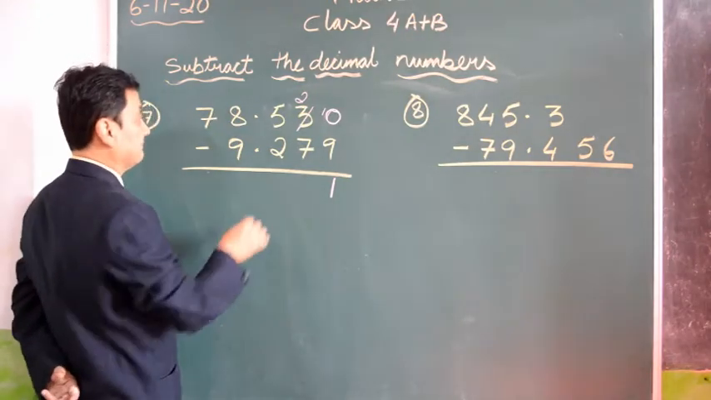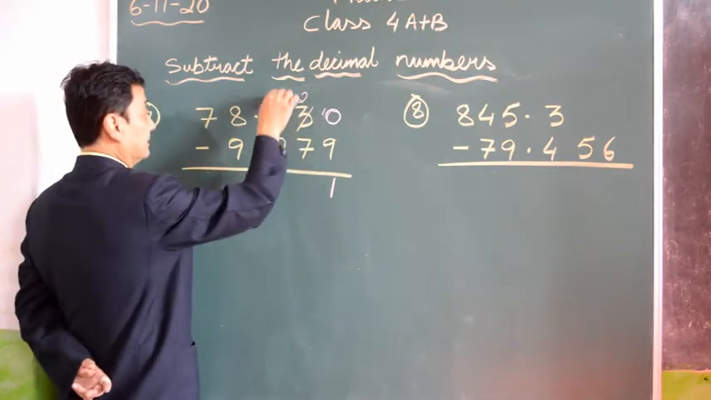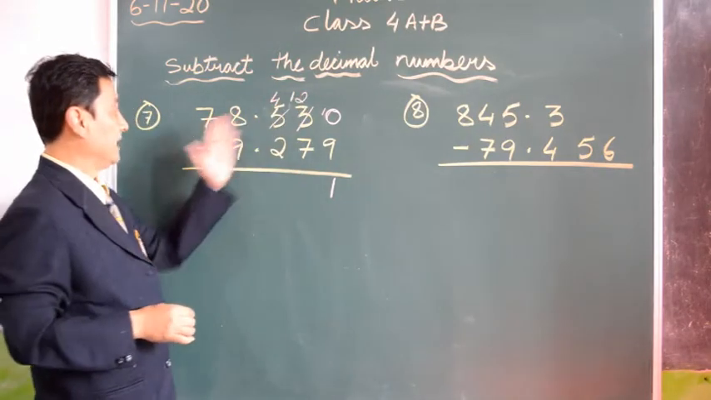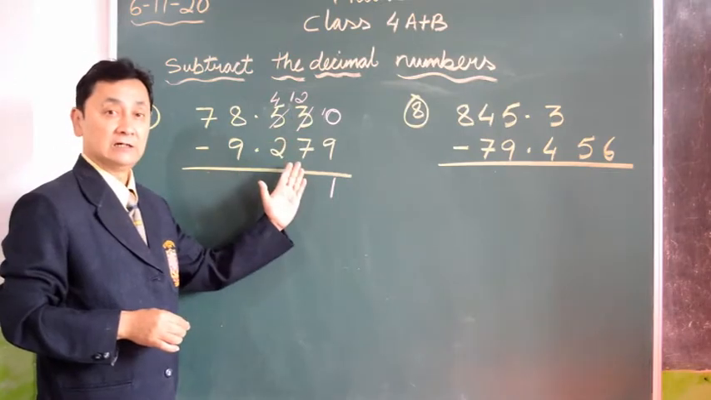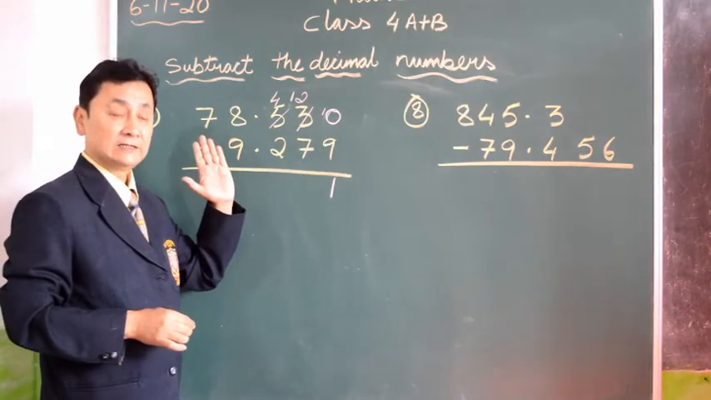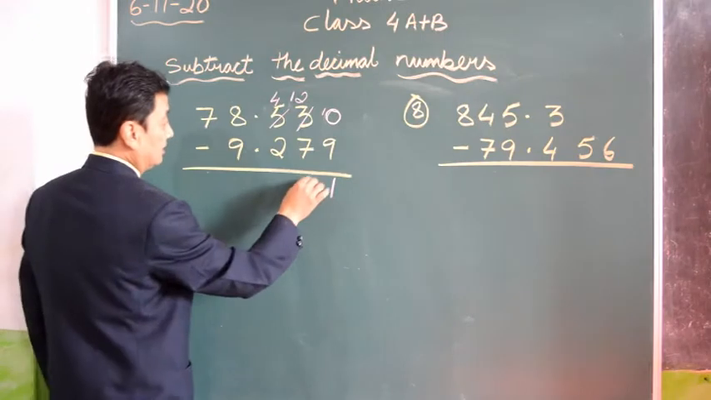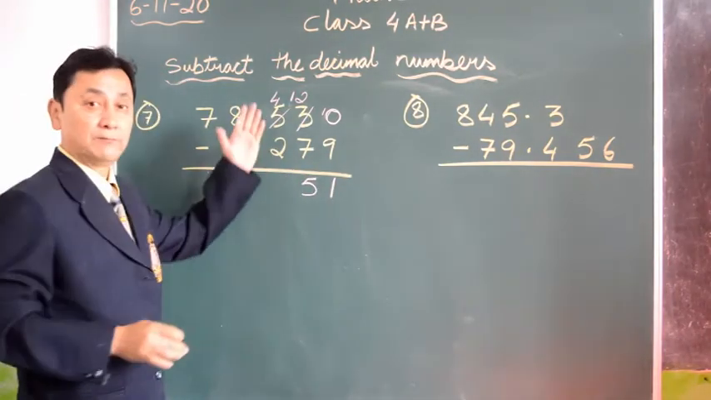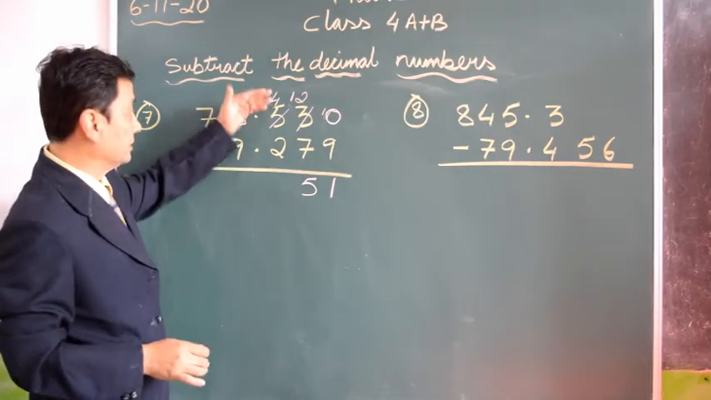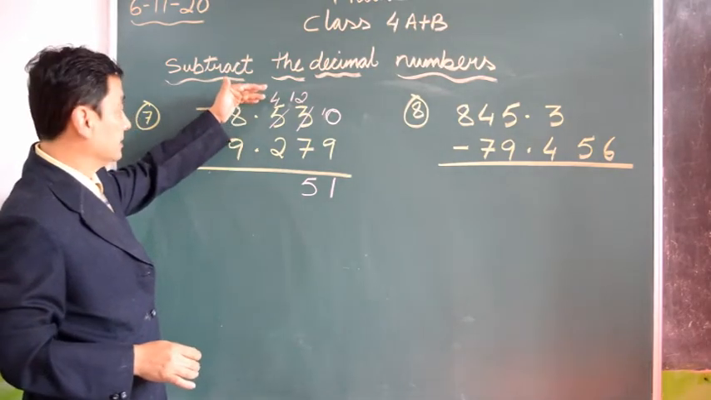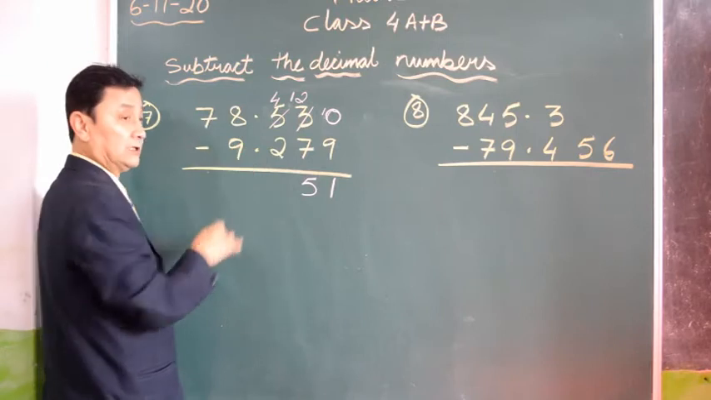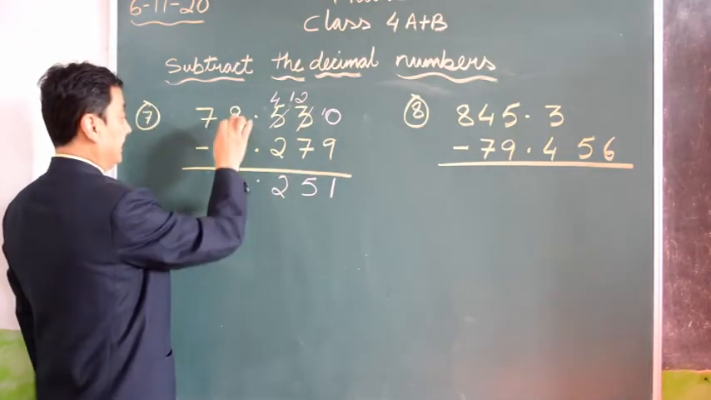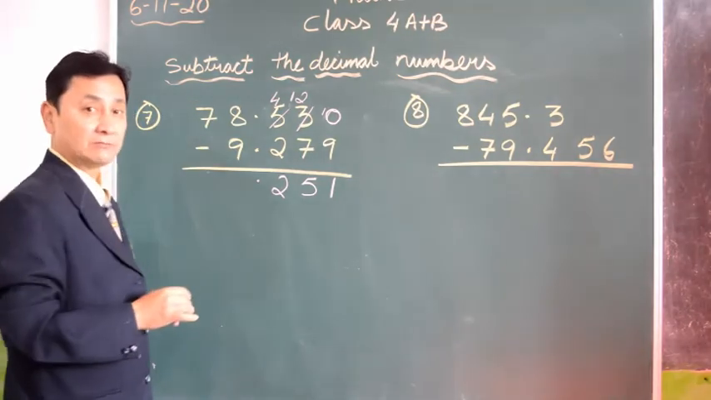Borrow from the next number. Which number? 5. 5 becomes 4 and 2 becomes 12. Now 12 minus 7. 7 is here. Count 8, 9, 10, 11, 12. How much? 5. Very good. 4 minus 2, should we borrow from the next number? No, because the top number is bigger. So 4 minus 2, 2 is here, 3, 4, 2. Point.